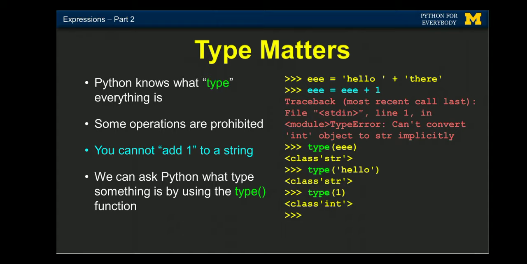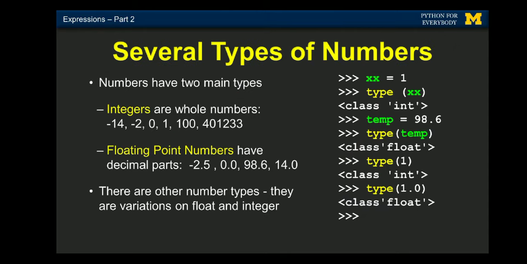Exactly the things that we have as output here. You can see here several types of numbers. Numbers have two main types. Integers are whole numbers, and floating point numbers have decimal parts. These are other number types. There are other number types which are variations on float and integer. Basically we have just two types in Python, integers and floating point numbers.